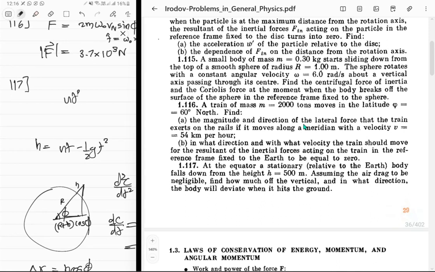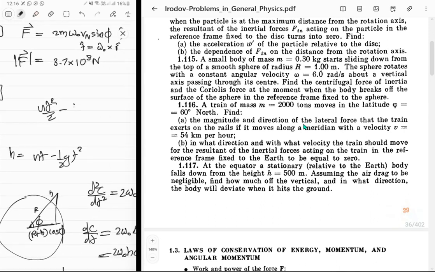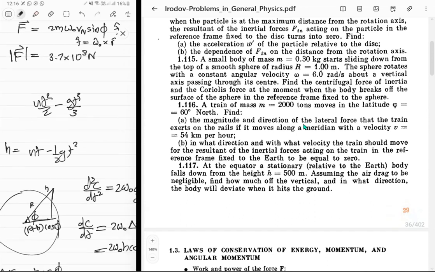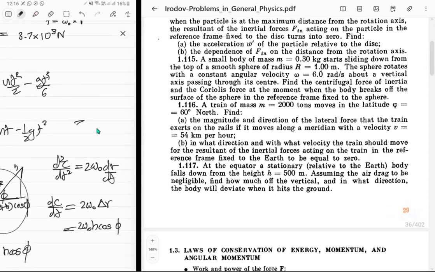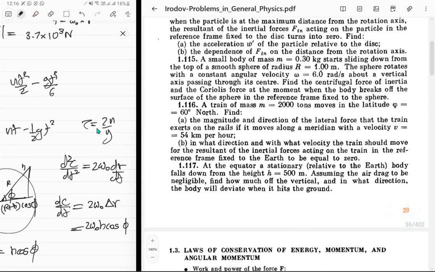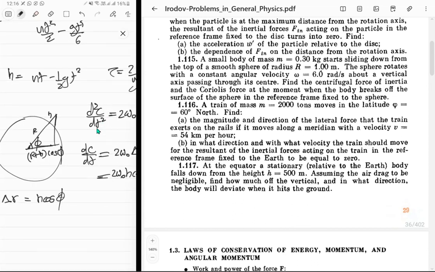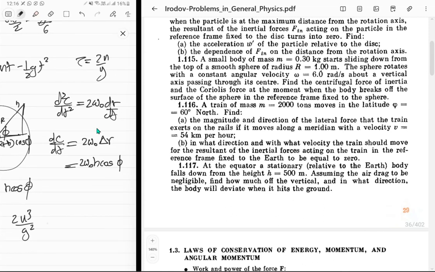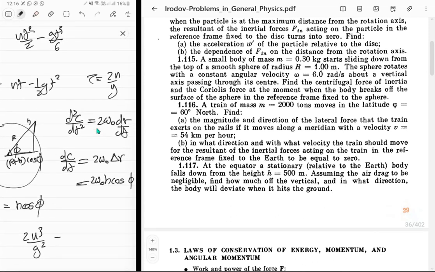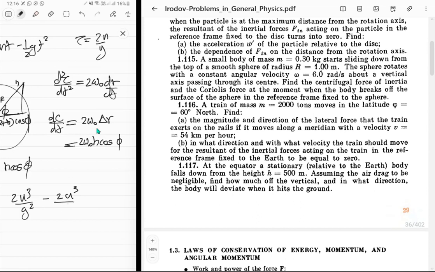So ut squared upon 2 minus gt cube upon 6. That should do it. And in fact, you know what? Let's just put capital T in it directly because that will give us the actual c value that we're looking for. So capital T is in this case just 2u upon g. So just put that in there and we'll see what we get. This will be 2u cube upon g squared, right? So 4 upon 2 is 2, and then minus 2u cube upon 3g squared, I think.